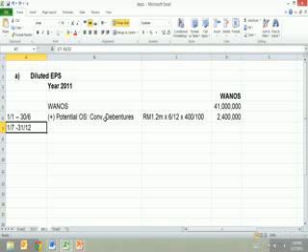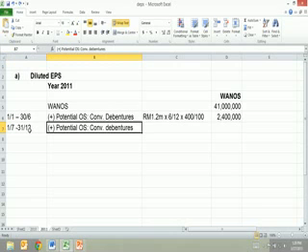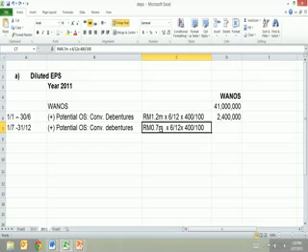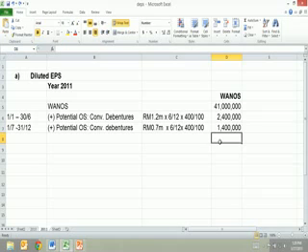For the second period, from 1st July till 31st December, the potential dilutive ordinary shares is 0.7 million, because 500,000 of the convertible debentures were already converted to ordinary shares, times 6 over 12 times 400 over 100. So we have 1.4 million. So the total figure for the denominator is 44.8 million.